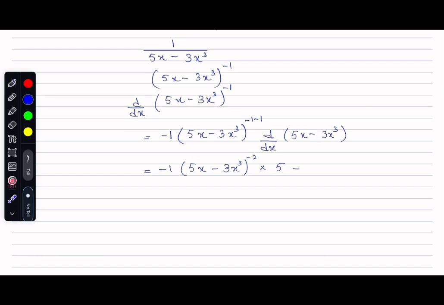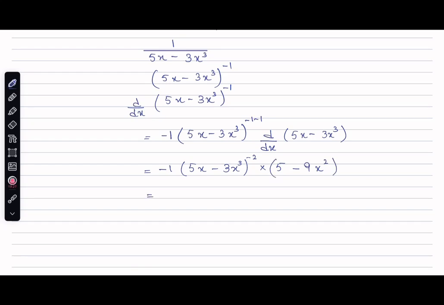The 3 here gets multiplied by 3, giving me a 9. So it's a minus 9, and x to the power 3 minus 1 giving me a 2. So finally, I can say that this function here is negative 5 minus 9x squared divided by, I can take the negative 2 power to the denominator so that the power becomes a positive square. So further I can say that the answer is 9x squared minus 5 divided by 5x minus 3x cubed, the whole square, and this is then going to be the answer to this question.